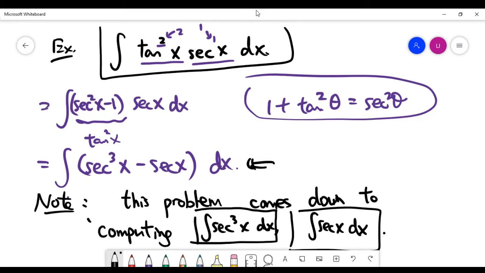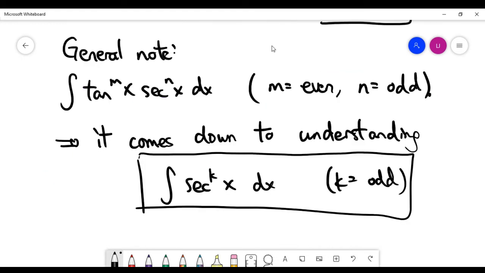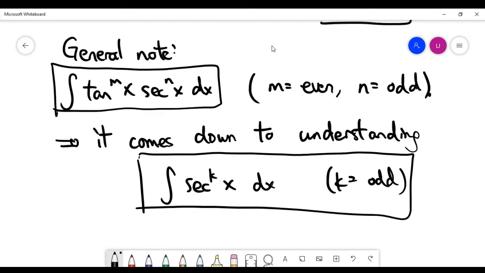And the general note, I'll put it up here. The general note is that understanding how to find the answer to an integral that contains an even power of tangent x and an odd power of secant x is equivalent to understanding the integral of the odd power of secant x. Let's try to figure it out.